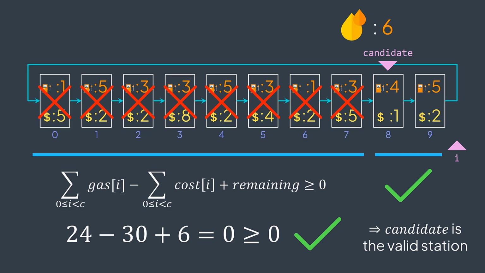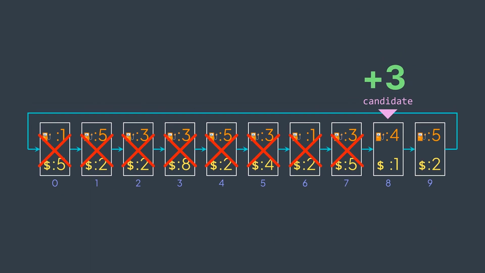Question: what if we got a negative result here? Then we directly return minus 1, because there are no valid stations. But what if the valid station comes after the candidate? It's impossible. Once again, the station from where we started, candidate, has an advantage over next stations. We know that gas of candidate is greater than or equal to cost of candidate. So even if with that bonus we get a negative remaining amount of gas, it will also be the case for next stations.